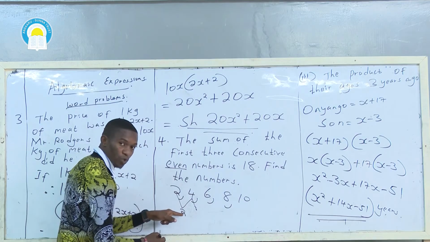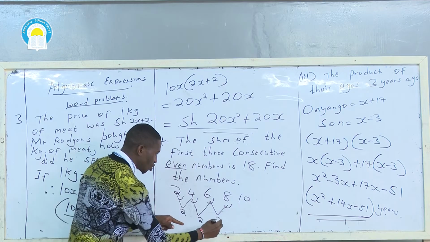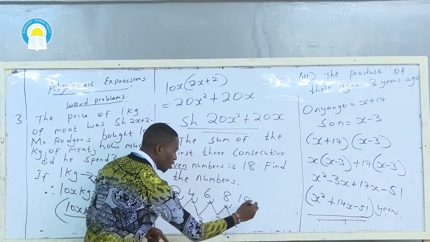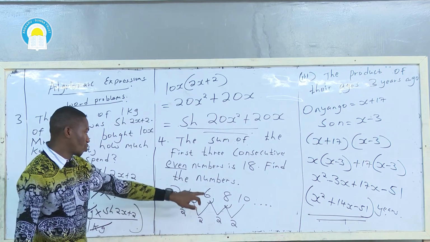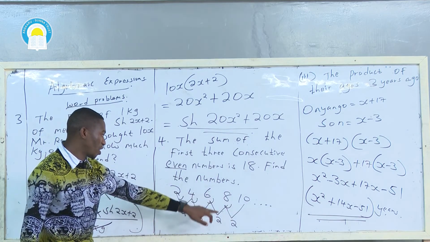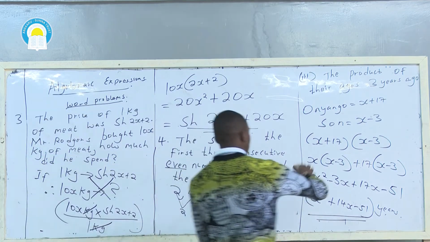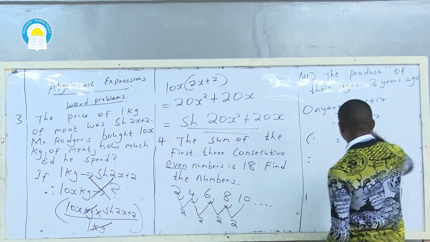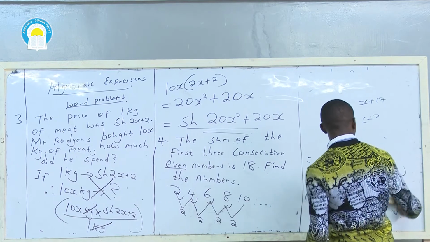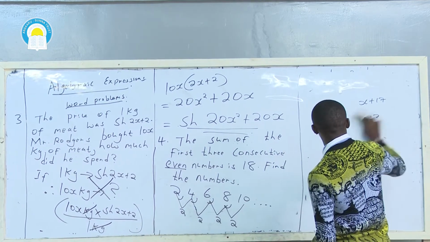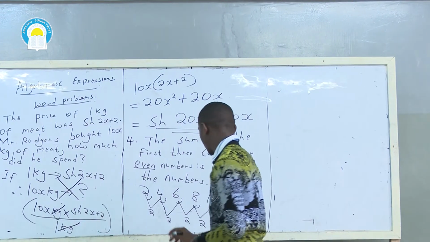So 2 to 4, you add 2. 4 to 6, you add 2. 6 to 8, you add 2. 8 to 10, you add 2. Then it continues like that. So in completion, you will realize that the common difference between the even numbers is 2.